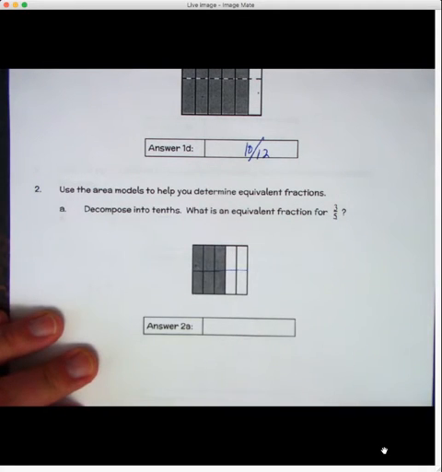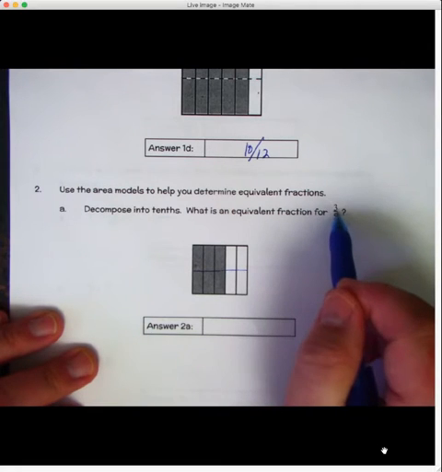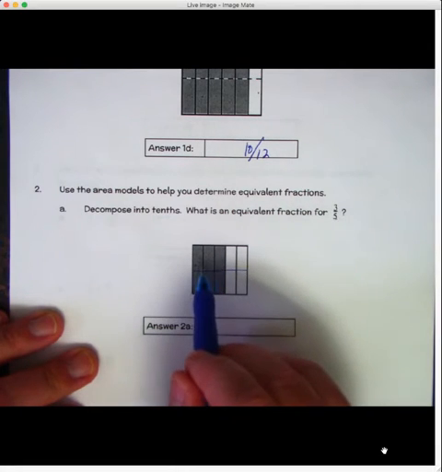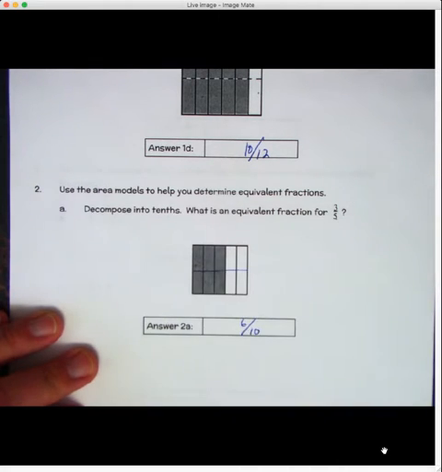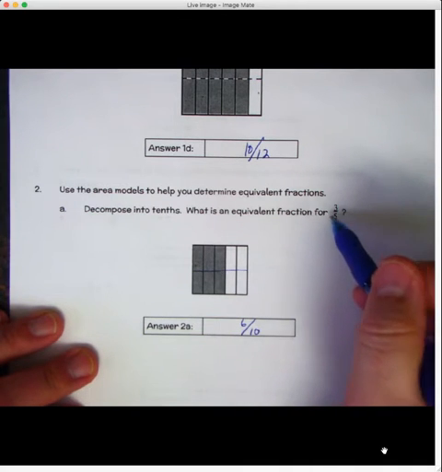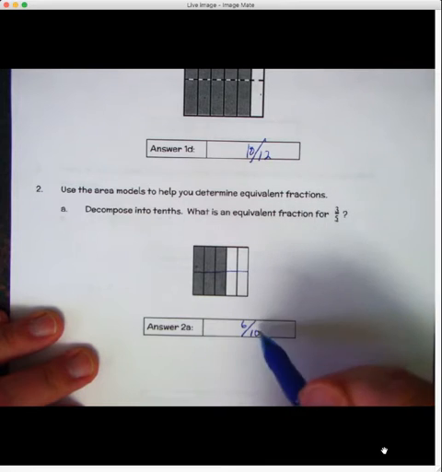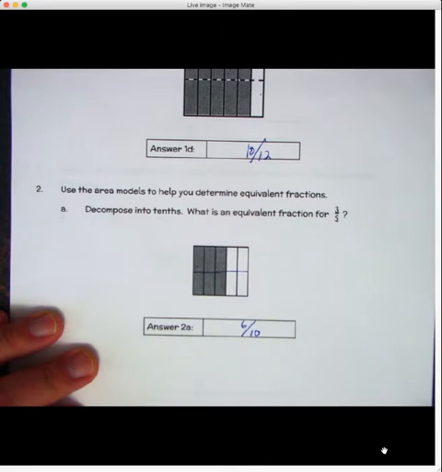And now it's wanting to know what's an equivalent fraction for 3/5. Well, let's count how many tenths are shaded in. 1, 2, 3, 4, 5, 6. 6/10 are shaded in. Okay. So 3/5, 2 times 3 is 6. 2 times 5 is 10. Not too bad, is it? Let's look at the next one.